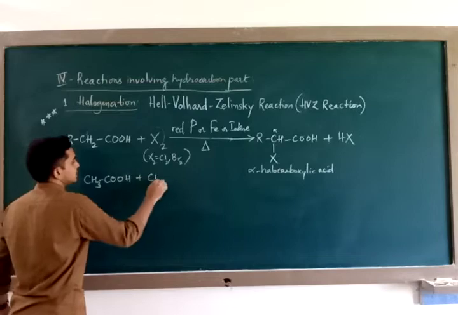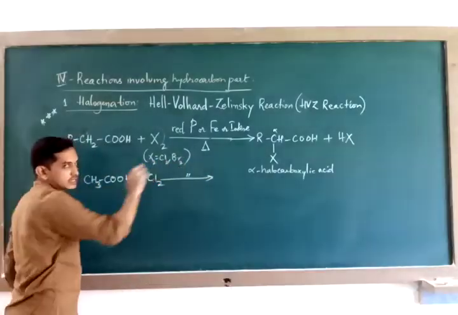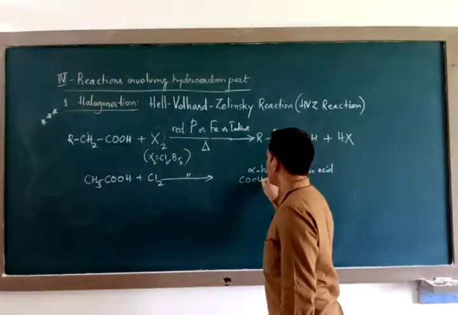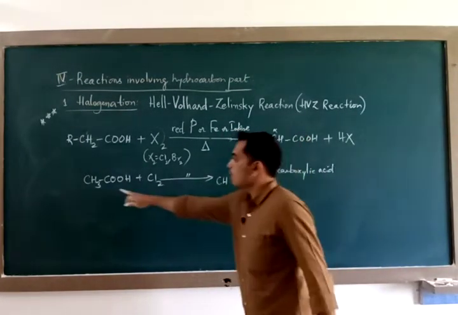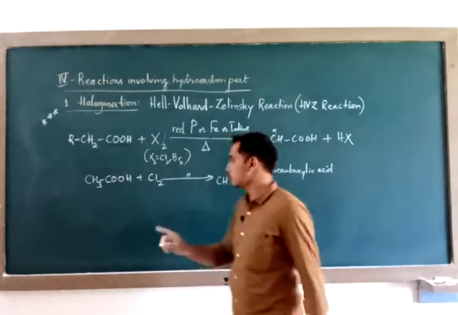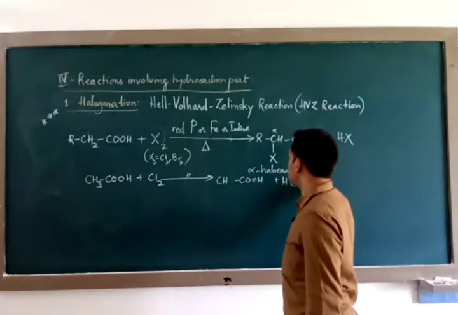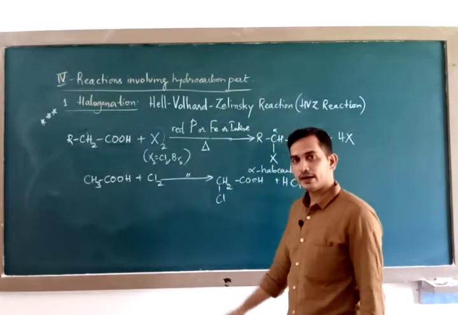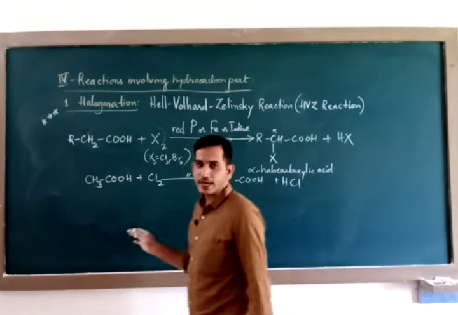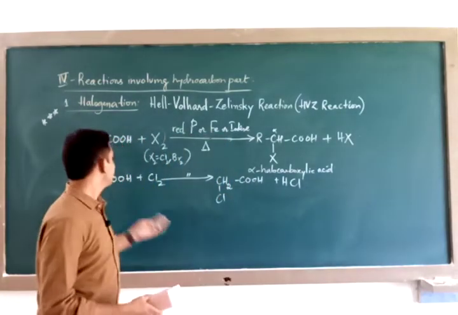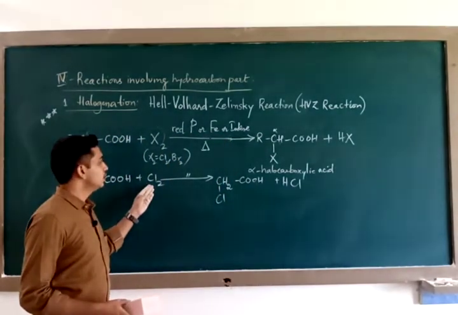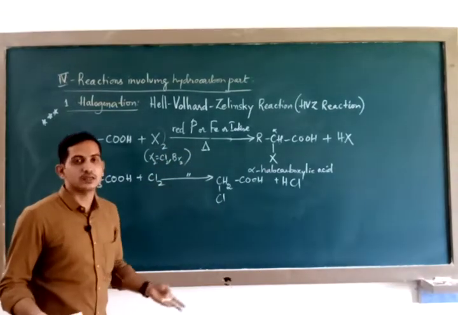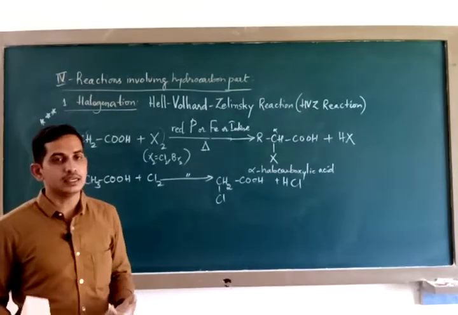CH3COOH plus Cl2 under the same conditions, what product is obtained? You keep COOH as it is, CH3, you eliminate one hydrogen, that hydrogen will go with Cl, here you will have CH2, here Cl, understood? So you will get chloroacetic acid as the product. What happens when acetic acid is reacted with chlorine in the presence of red phosphorus? The product is chloroacetic acid. Name the reaction. It is Hell-Volhard-Zelinsky reaction.